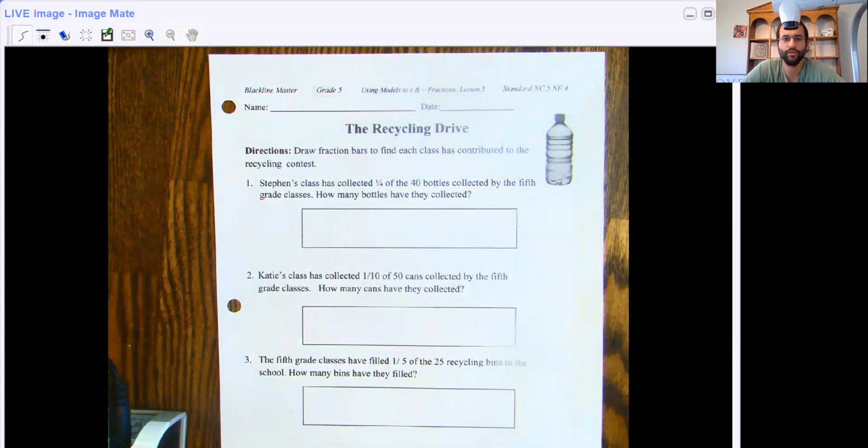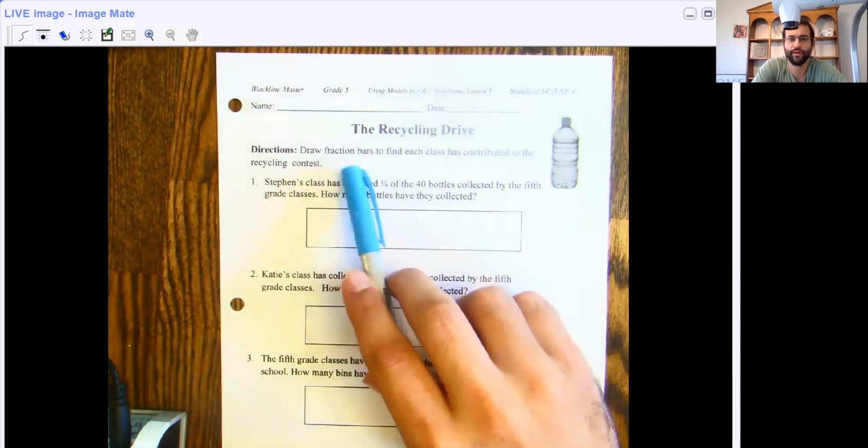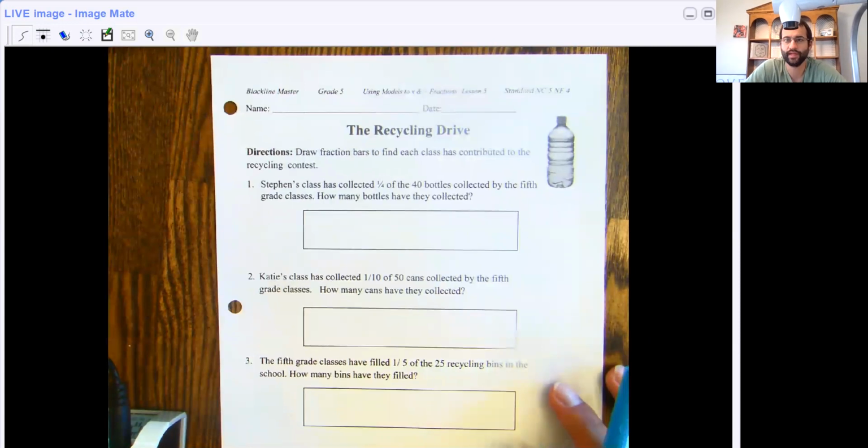We're continuing to look at multiplying whole numbers by a fraction. Today we're going to be looking at fraction bars. We're going to be drawing a fraction bar to help us decide the answer to these problems. So this is going to be a pretty quick video. I'm going to go over number 1 here with you on page 5. Then you're going to do 2 and 3, and then you're going to look at page number 7 as well. So it shouldn't be a very long lesson today.